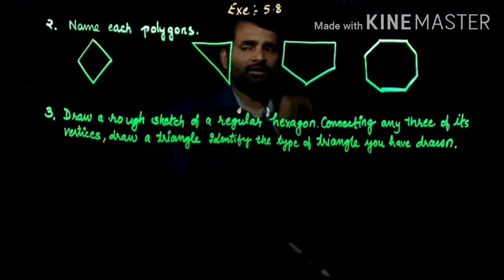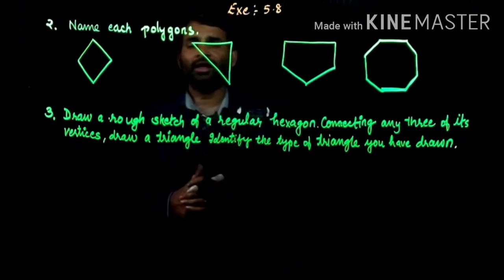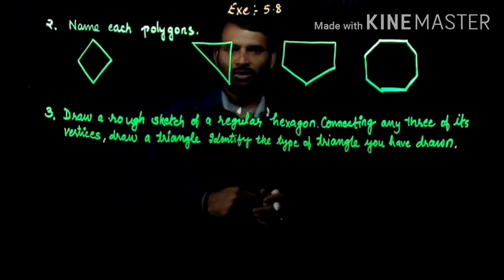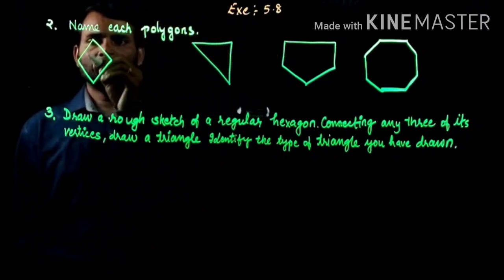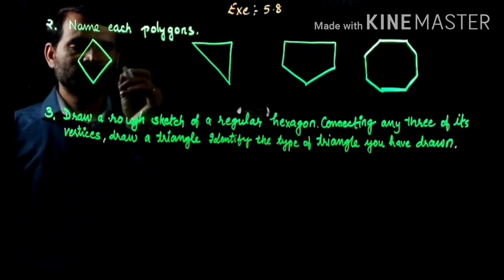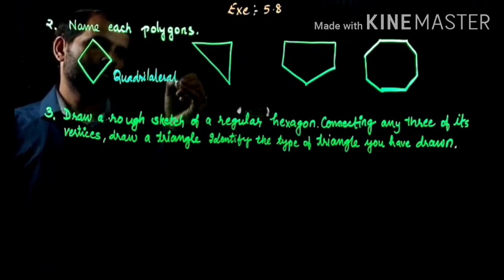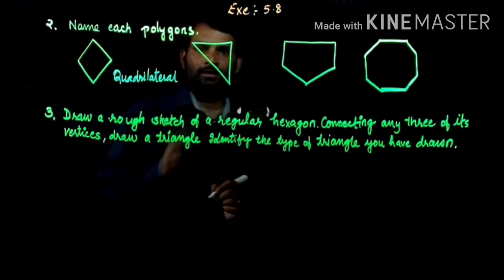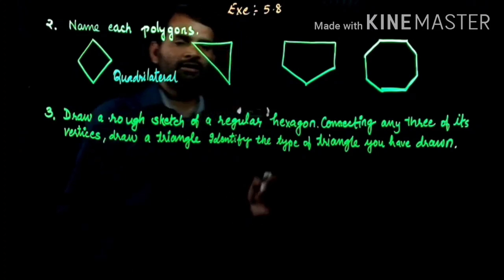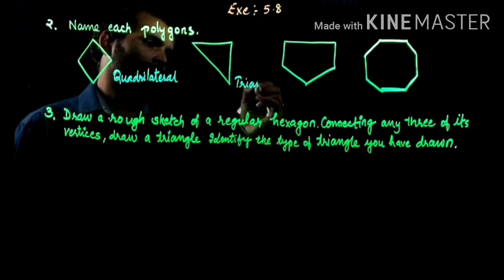Question number two: name each polygon. There are four diagrams given and you write the name of the polygon. The name of the polygon depends on the number of sides. There are four sides, 1 2 3 4 sides, its name is quadrilateral. A four-side polygon is called a quadrilateral. There are 3 sides, a 3-side polygon is called a triangle.